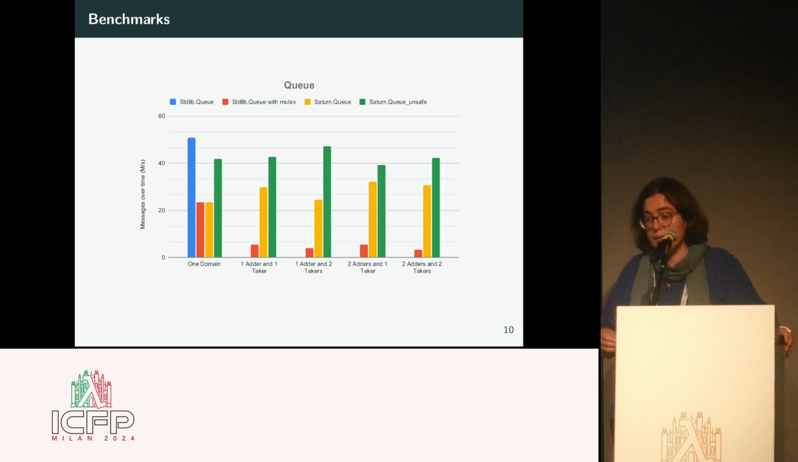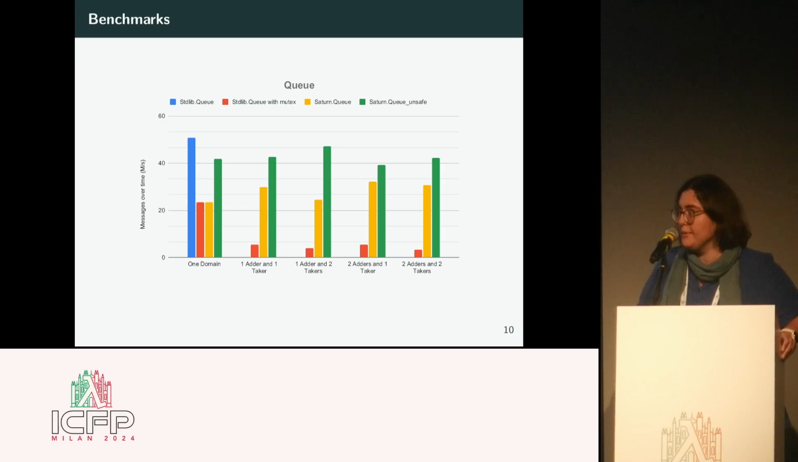And what you can see is, yes, very optimized with Obj.magic, the unsafe queue is the best, but the normal one in Saturn is still pretty good, especially compared to what we could do otherwise, which is use the standard library queue protected with a mutex. So it's nice to have that.